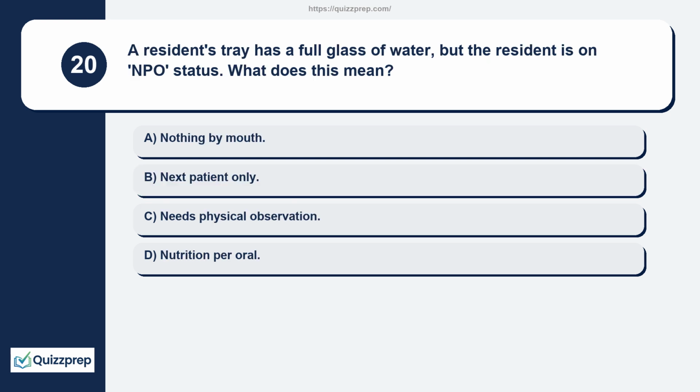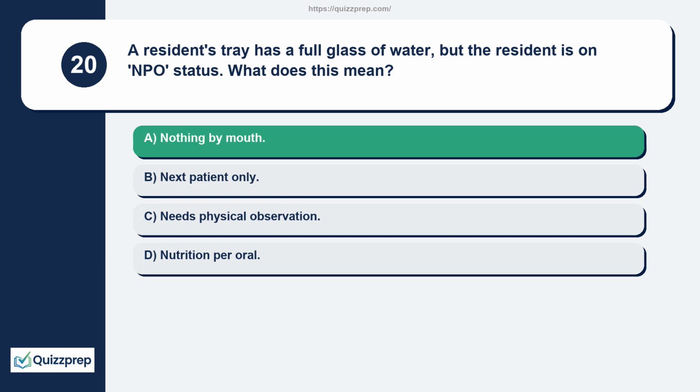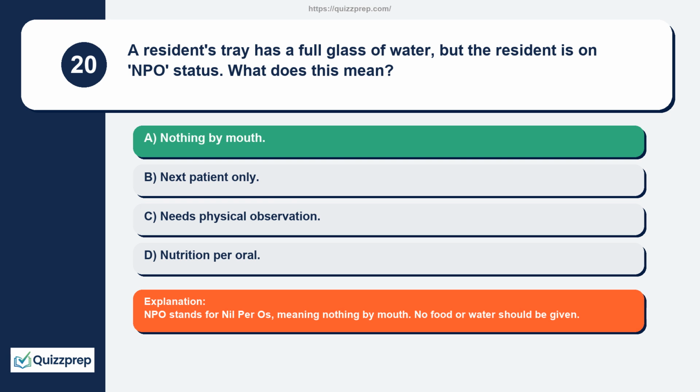Question 20. A resident's tray has a full glass of water, but the resident is on NPO status. What does this mean? Nothing by mouth. Next patient only. Needs physical observation. Nutrition per oral. NPO stands for nil per os, meaning nothing by mouth. No food or water should be given.